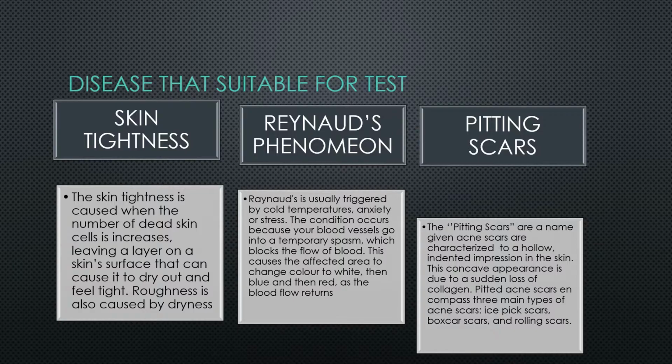Third, pitting scars. Pitting scars are characterized by a hollow, indented impression in the skin. This concave appearance is due to a sudden loss of collagen. Pitting scars encompass three main types of acne scar: ice pick scars, box scars, and rolling scars.